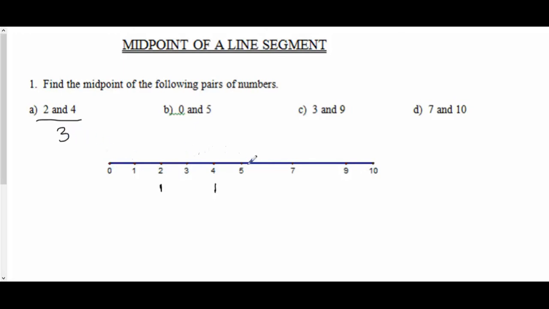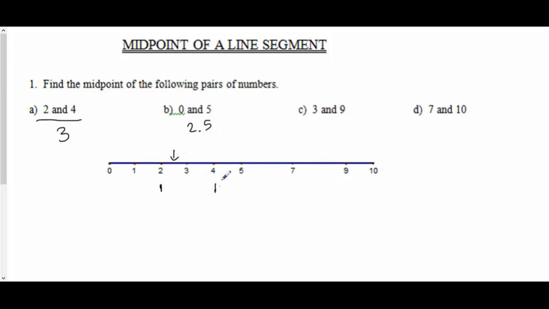Right, 0 and 5, maybe you have to think a little more about it. What is halfway between 0 and 5? Right here, we have a bit of an odd scenario, so it's not going to be a whole number. We're going to have something halfway between 0 and 5, which I'm sure most of you can see is going to be 2.5.